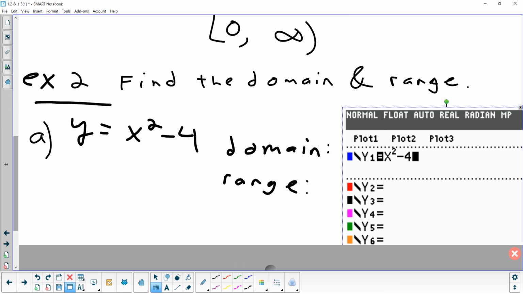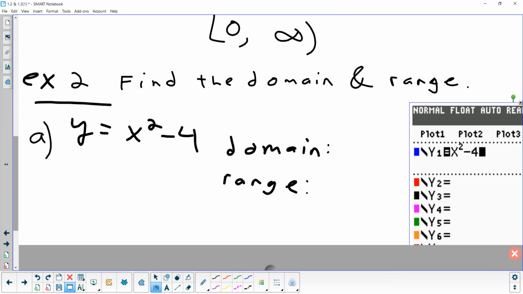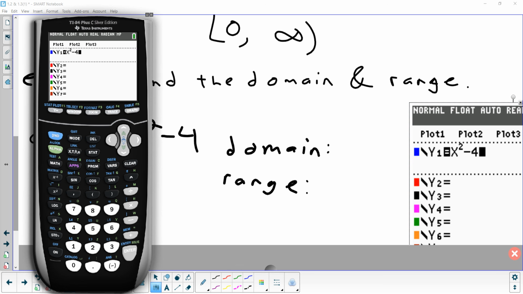All right, let's start with zoom 6 on this one and see what we're looking at. Okay, it's a parabola. Is this parabola going to do anything else besides what you're pretty much seeing right there? Like, all of a sudden is it going to curve again or do something weird? No, parabolas don't do that. So we can pretty much see the domain and range from this picture.